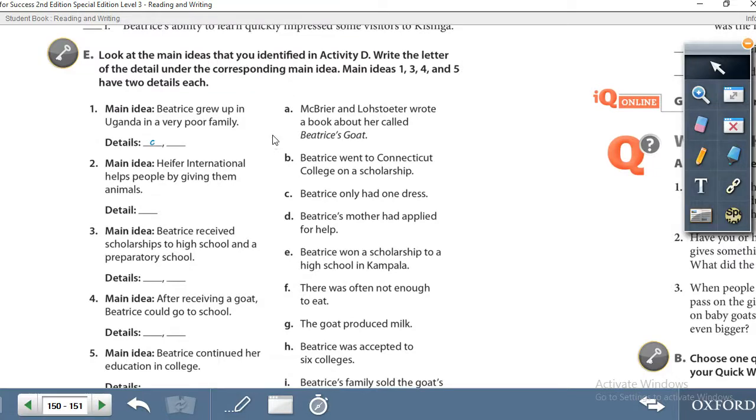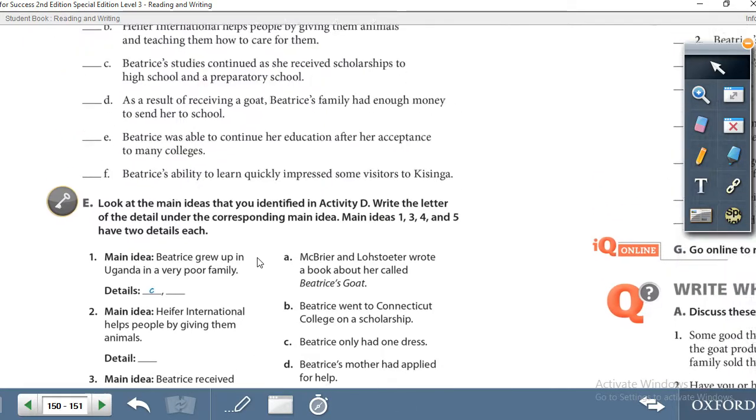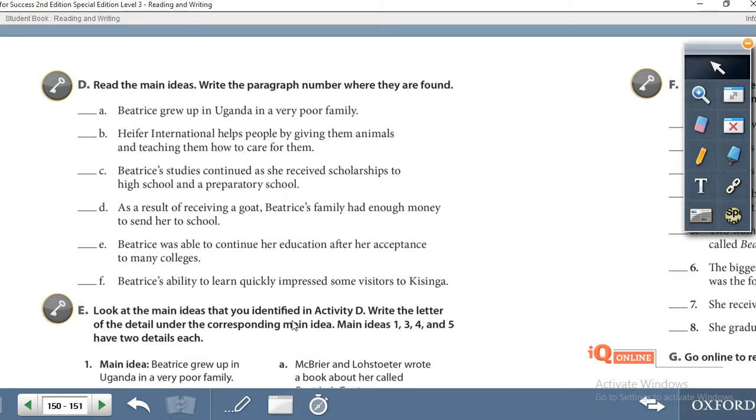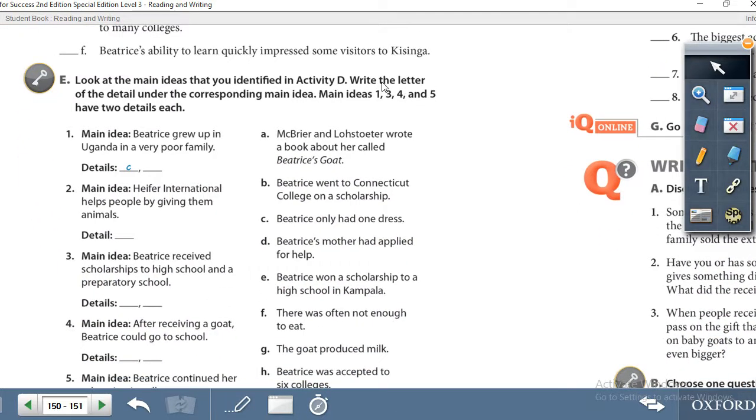Below that, we will look at exercise E. Look at the main ideas that you identified in activity D. Write the letter of the detail under the corresponding main idea. Main ideas 1, 3, 4, and 5 have 2 details each. So the first part of the instruction, it tells you look at the main ideas that you identified in activity D, which are these ideas. The second part tells you write the letter of the detail under the corresponding main idea. So for example, the main idea, let's look at number 1.